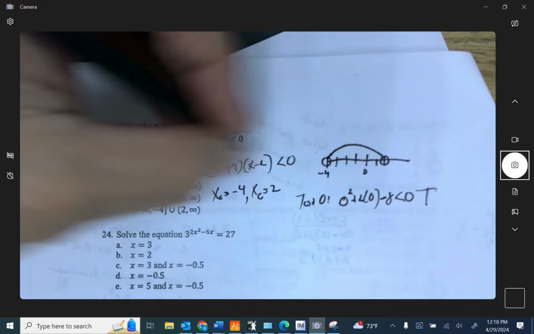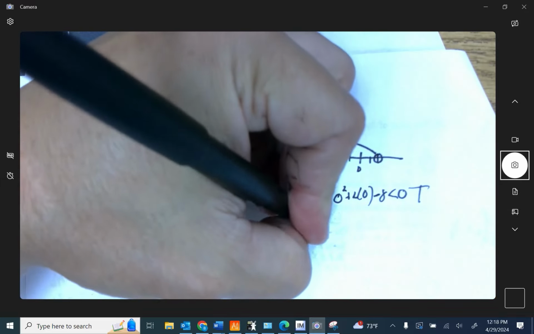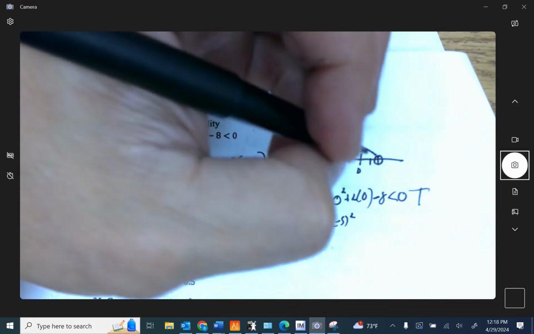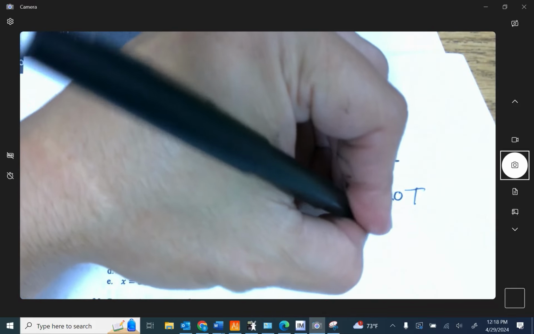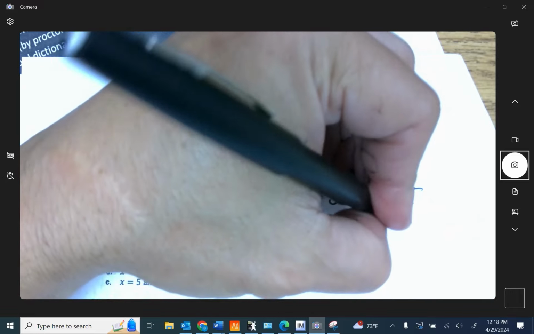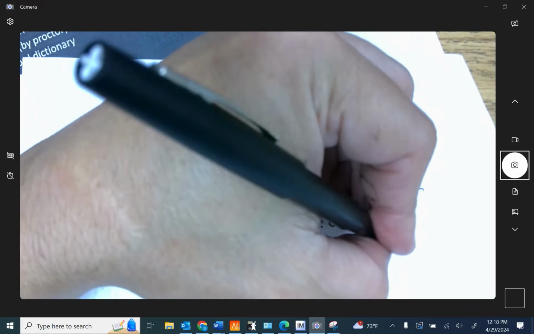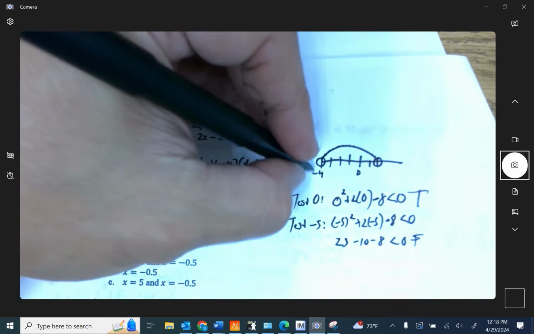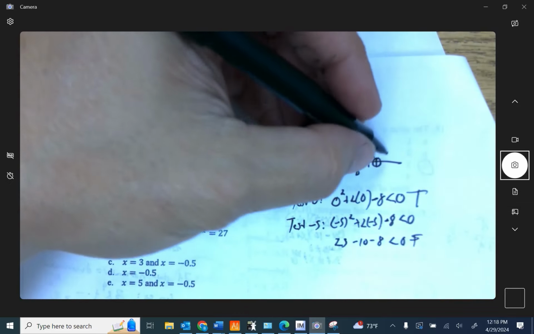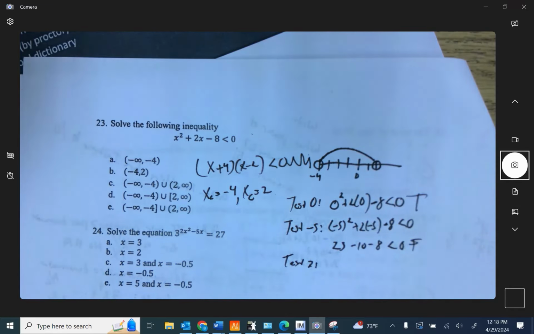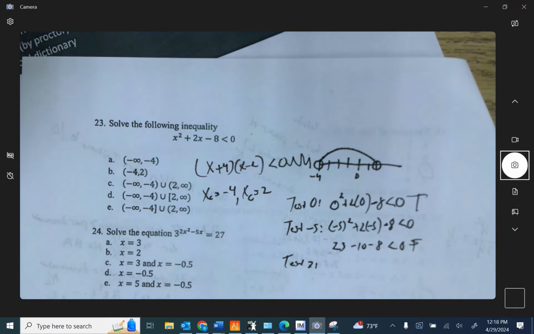Let's test something to the left of -4. Let's test a -5. A -5 squared plus 2 times a -5 minus an 8 less than 0. This is 25 minus 10 minus 8. That is false, so all that. And now let's test a 3. This is probably going to be thrown away too. It was a really simple one.